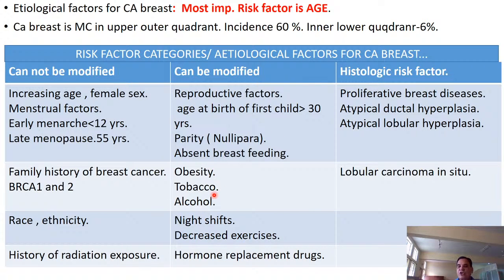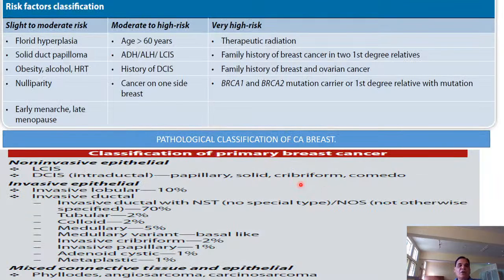Okay. Histological: what type of breast disease it is? In proliferative breast disease, this has a bad prognosis. Lobular carcinoma is now not considered and has a better prognosis. So these are the different causes.